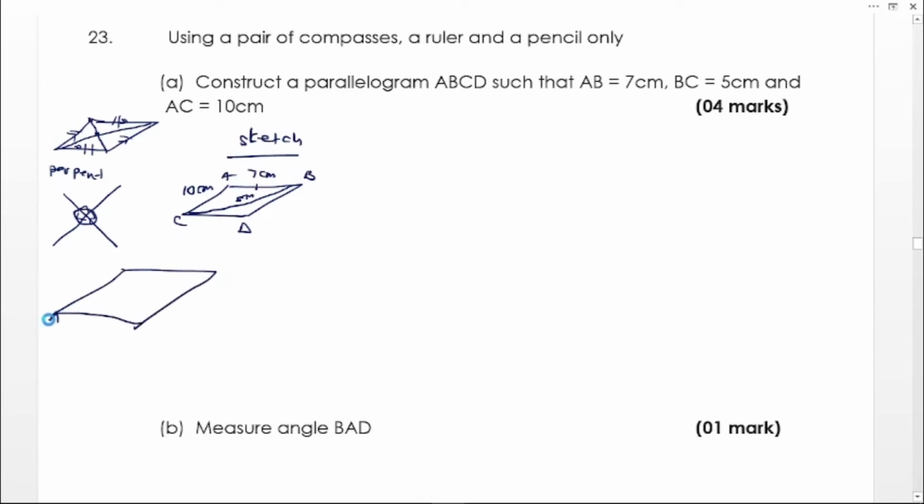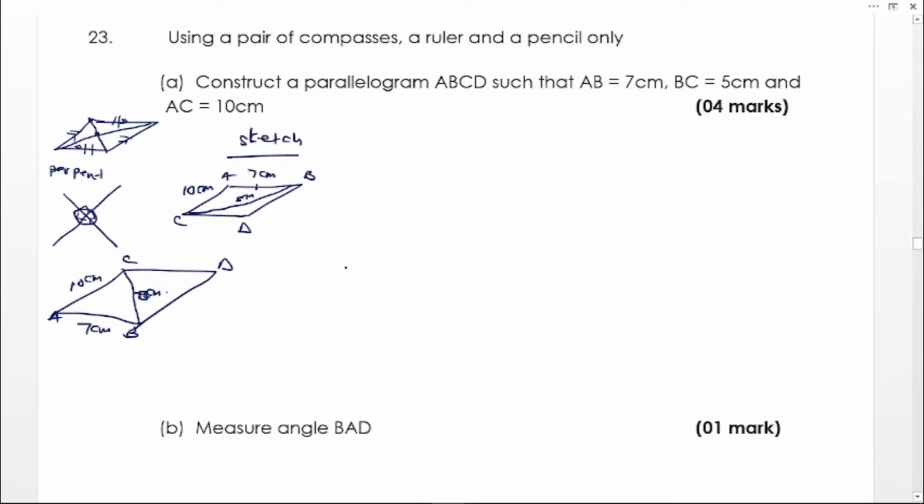Now if this is A, B, C and this is D, so AB is 7 centimeters. Then we have AC, which is 10 centimeters, and BC, where is BC? This BC here is 5 centimeters.